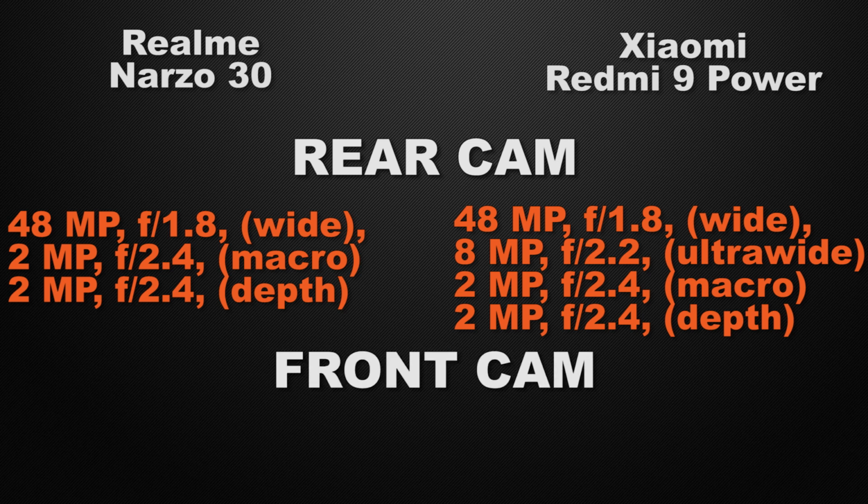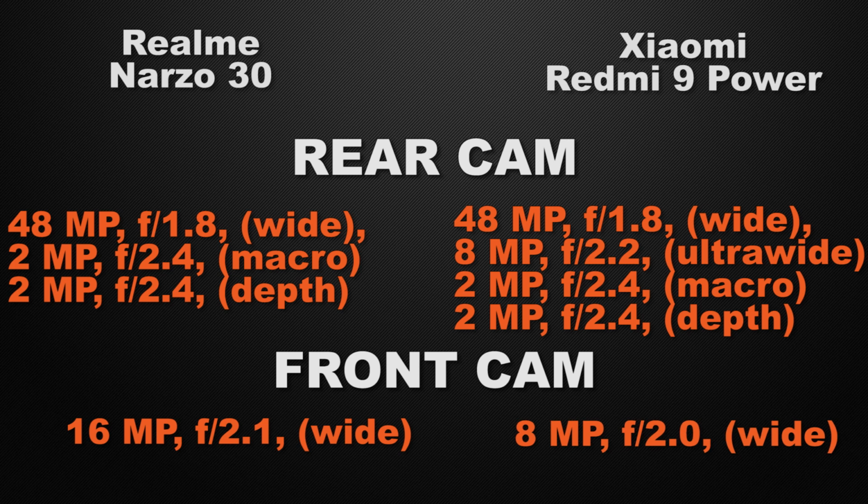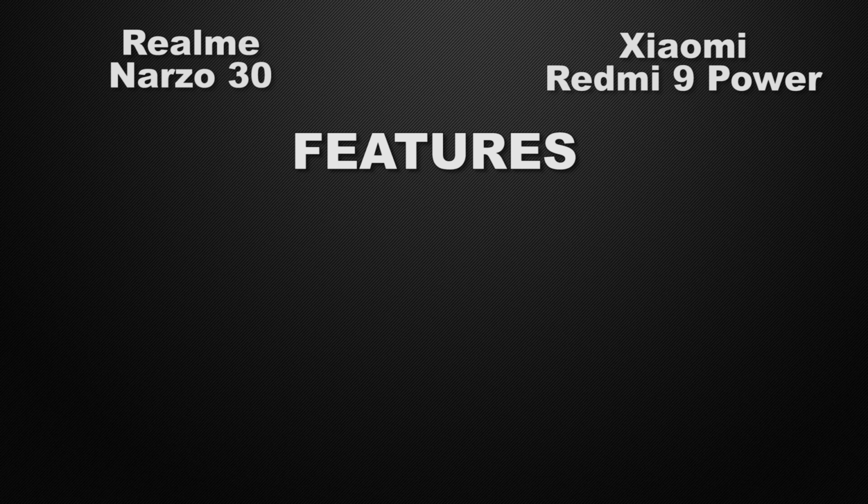And about the front camera of the devices, Narzo 30 has a 16 megapixel wide camera, whereas 9 Power has an 8 megapixel wide camera. So the winner here is Narzo 30 because it has a low aperture, which can take low noise photos in low light conditions. Let's talk about the camera features of the devices.